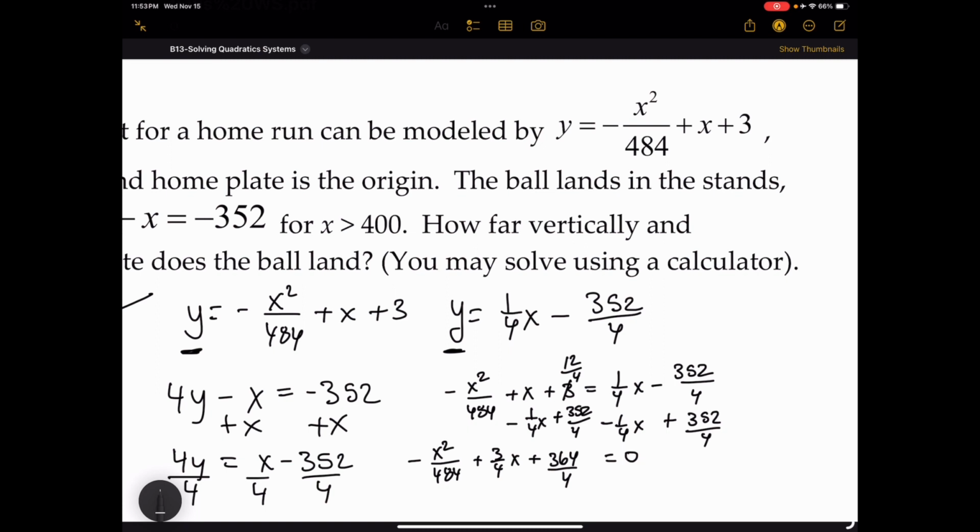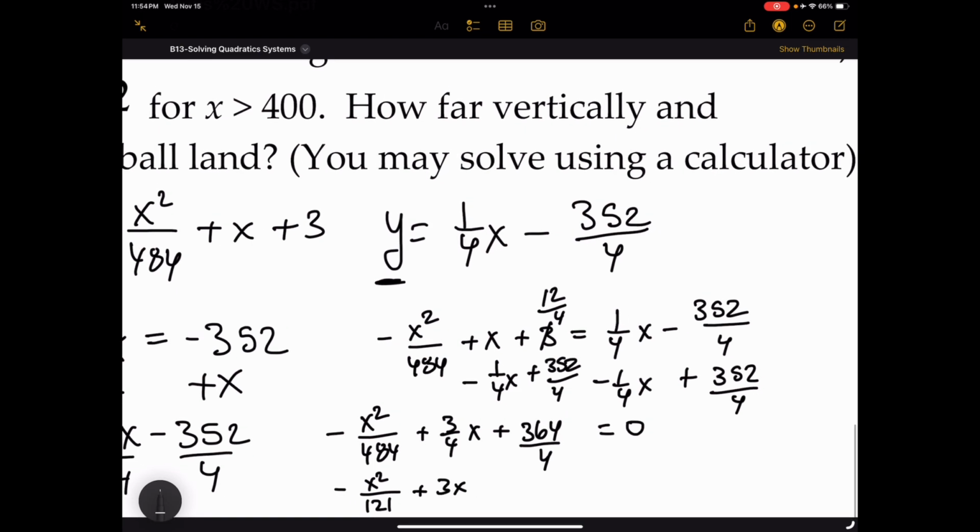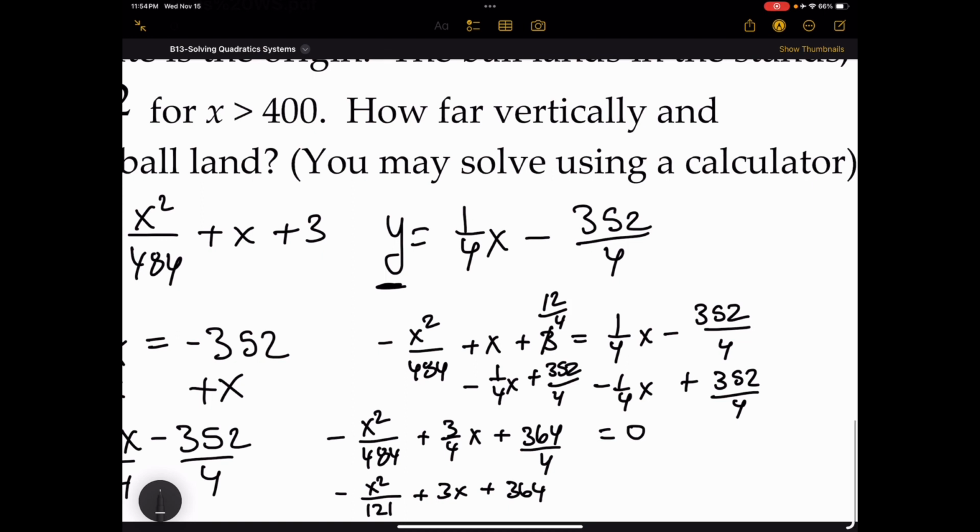Okay, definitely going to use a calculator on this. So I'm thinking if we multiply, because I want to clear the fraction. Even though I'm using a calculator, I don't want to put a weird bunch of different calculations in using all the different functions. Do I want to clear the fraction? That's the question. So if we multiply everything by 4, what are we going to get? Negative x squared over 121 plus 3x plus 364 equals 0.